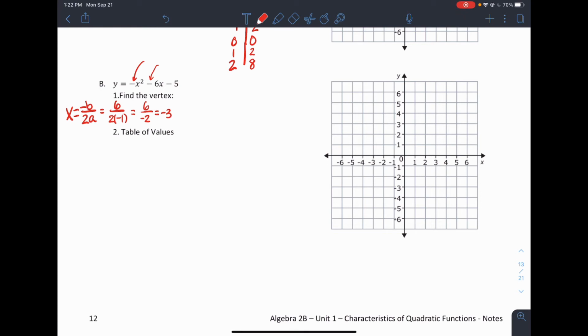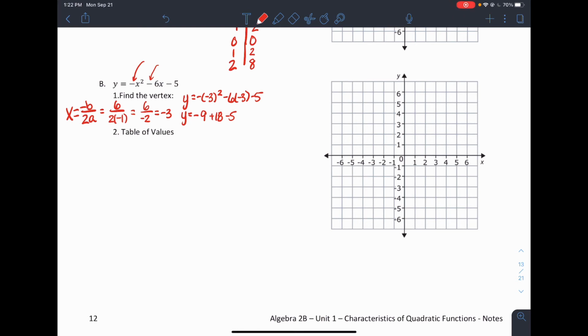Now I take that negative 3 and I substitute it in for x so I can find y. So y equals negative times negative 3 squared minus 6 times negative 3 minus 5. You need to be attentive to detail here, because look at all these negative signs, right? I have negative 3 squared is 9. Negative 6 times negative 3 is plus 18 minus 5.